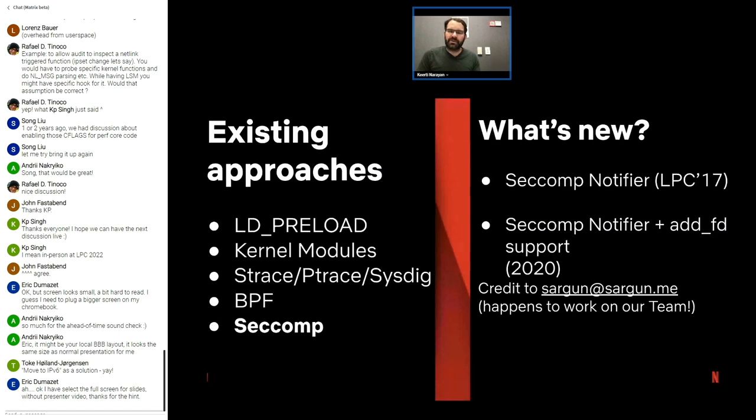And then most recently in 2020, thanks to Sargon, who's a team member of ours, added and upstreamed the ability for the seccomp notifier to add a file descriptor in its response. So now we're really talking. Now we can intercept a syscall, do something, and then reply back with a file descriptor with more stuff. And that's going to be the secret sauce that powers Connect, but it also powers perf and BPF.